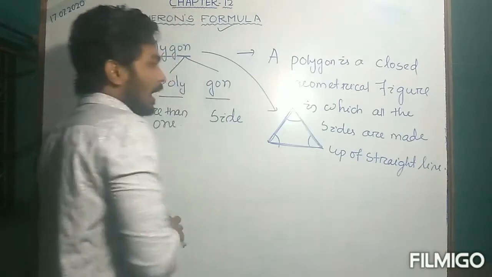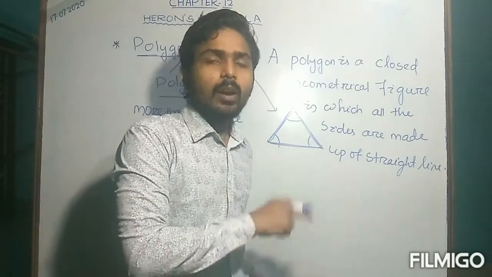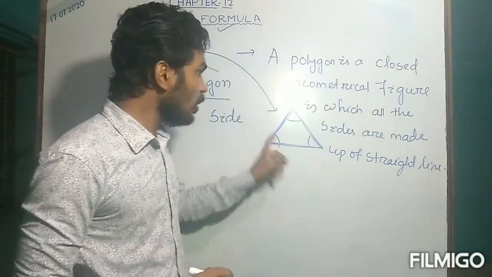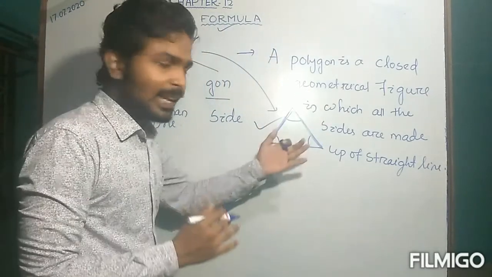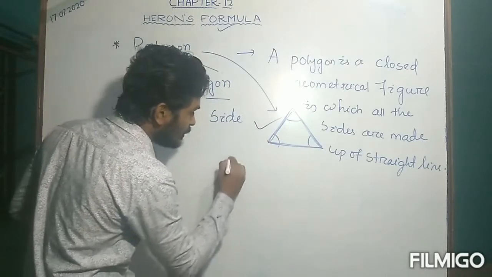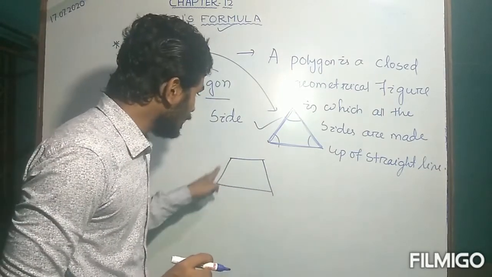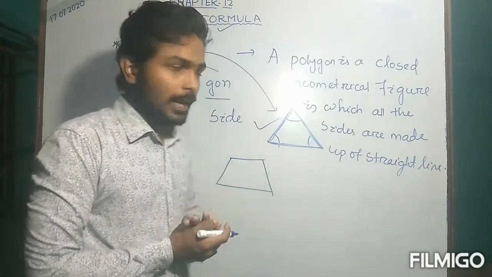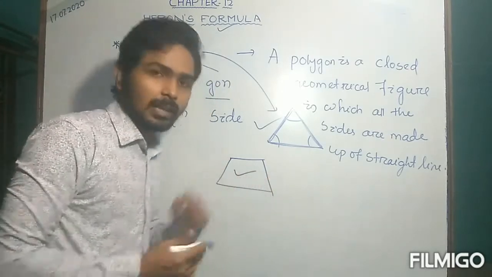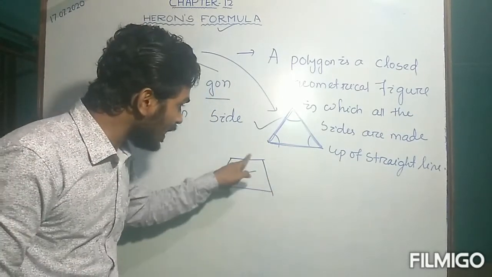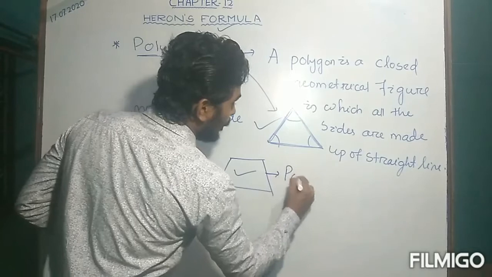Okay, now we can easily identify whether a geometrical figure is a polygon or not a polygon. It will be a polygon if all the sides are closed by only straight lines. Not only the example of a triangle, we can take the example of a quadrilateral. Suppose this is a quadrilateral. Okay, in this quadrilateral there are four sides and all the sides are closed. So this is a closed geometrical figure and all the sides are made up of only straight lines. Clear? So it is also a polygon.